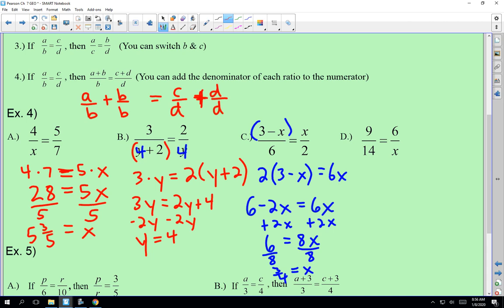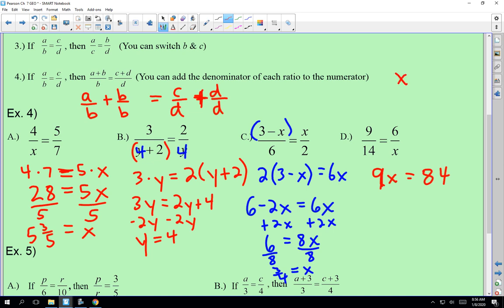And the last one, here's an example of one. We didn't do this on the first one, but if you'd like to use the property, go ahead and swap the 2, you could. You could put the x up here. It's equivalent to cross multiplying. If I cross multiply, I still get 9x equals 84. But yeah, you could swap this, put the x up there and the 9 down there, and then multiply by 14. That would be equivalent. It would look like this.